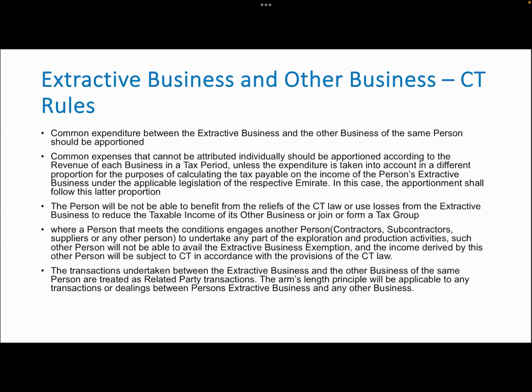Now, extractive business and other business, what are the CT rules? There might be some common expenditure between the extractive business and the non-extraction business. How are those common expenditures apportioned? Common expenses that cannot be attributed individually should be apportioned in accordance with the revenue of each business in a tax period, unless the expenditure is taken into account in a different proportion for the purpose of calculating the tax payable on the income of the person's extractive business under the applicable legislation of the respective emirate. In this case, the apportionment shall follow the latter proportion.